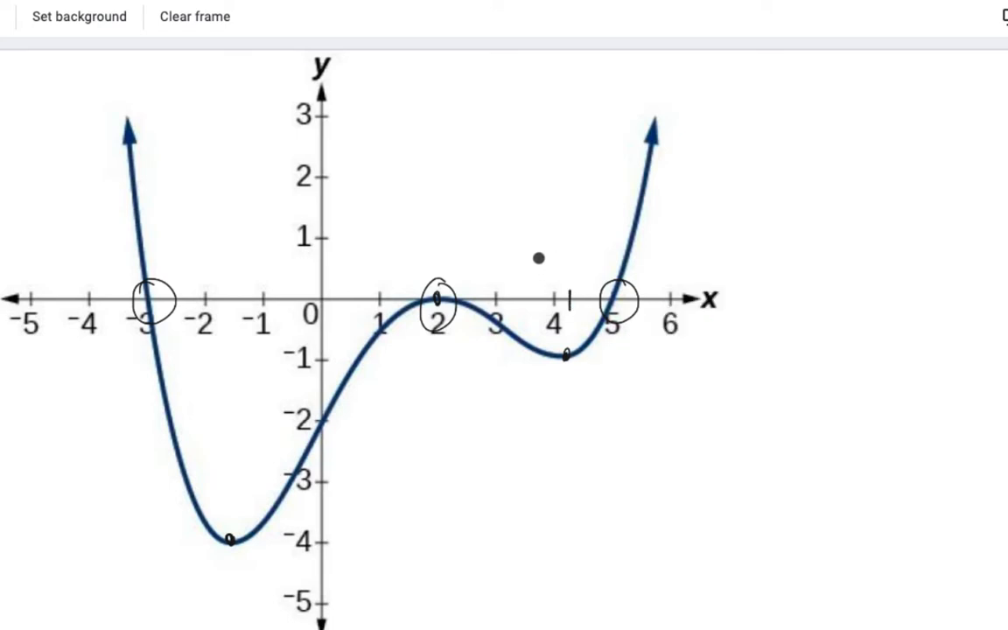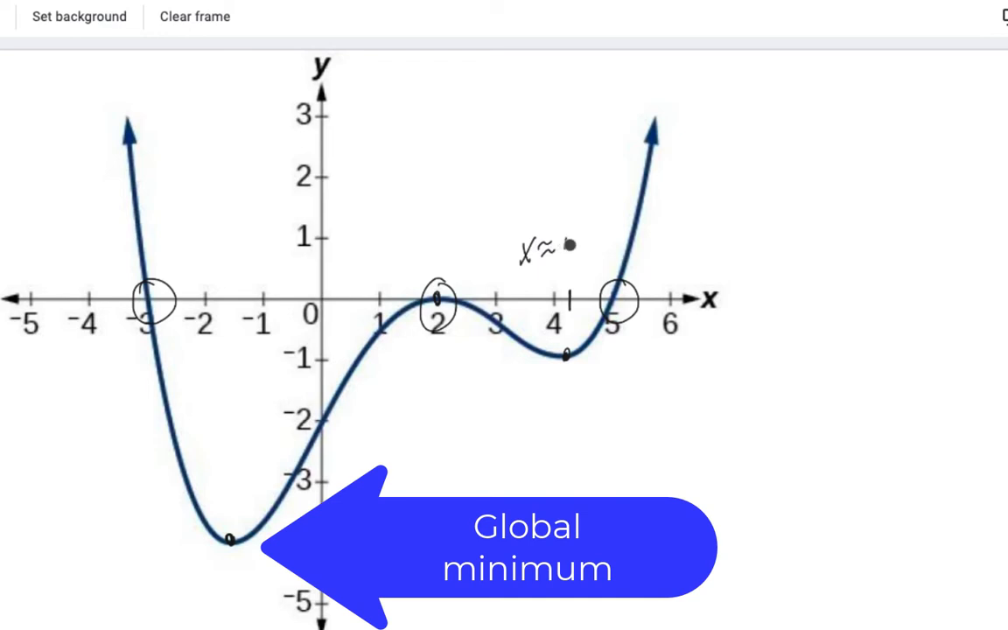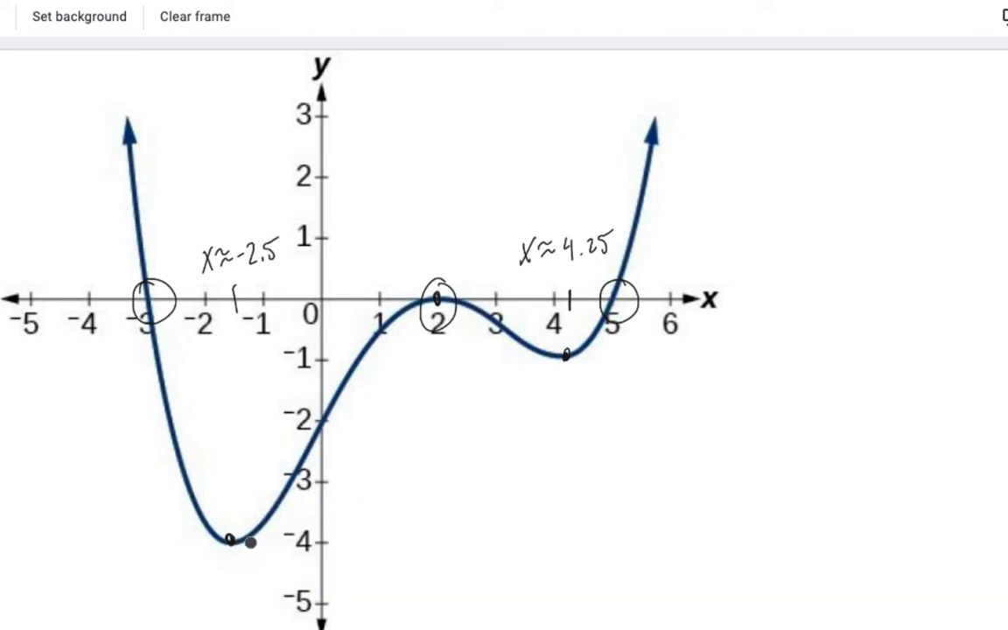So we're going to say this is about where x is approximately 4.25. So that is a local minimum. Over here, we're going to say this is where x is approximately negative 2.5. That is the global minimum. That is the lowest the entire graph goes.